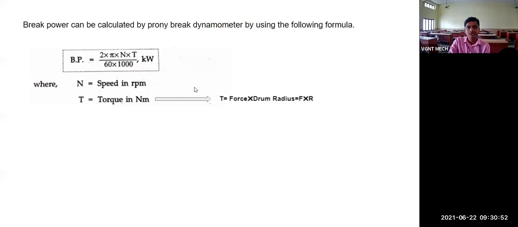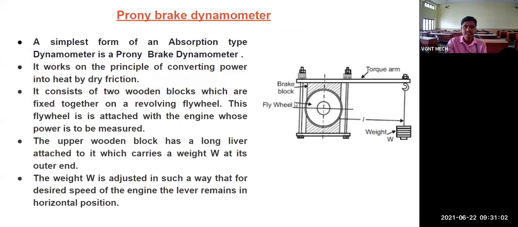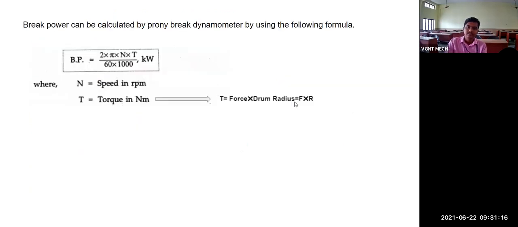Speed of the engine we have already discussed, and capital T is the torque of the engine. Capital T is force into drum radius, that is 8 into 1. All these things we discussed in our last class regarding this Prony brake dynamometer. If they ask questions regarding the Prony brake dynamometer, you have to draw the diagram, write some 4 or 5 points regarding the diagram, and mention this formula.